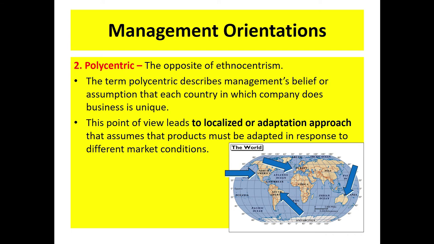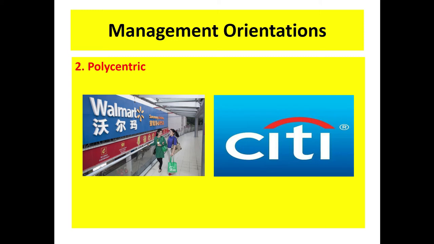So this is the opposite of ethnocentrism. The term polycentric describes management's belief or assumption that each country in which the company does business is actually unique. So their point of view leads to a localized or adaptation approach. It assumes that products must be adapted in response to different market conditions. So these are examples of polycentric orientation.